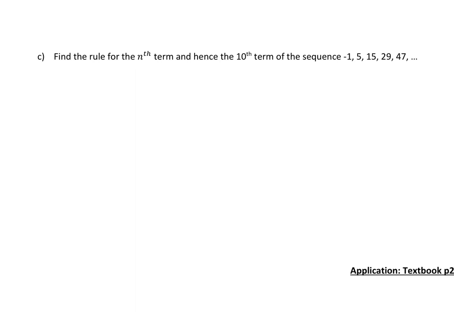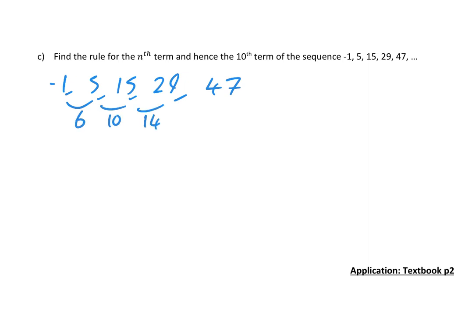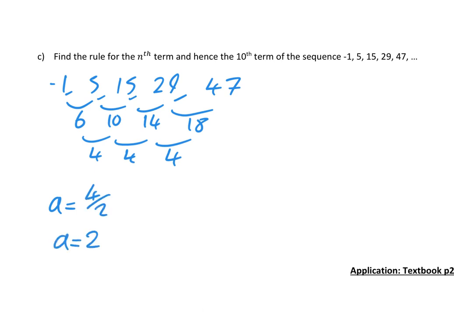Okay, the last question for us. It says find the rule for the nth term and hence find the 10th term of the sequence minus 1, 5, 15, 29, and 47. So again, first difference is 6, then it goes up to 10, then it goes up to 14, then it goes up to 18. So my second difference, which is common, is 4, and my a, remember, is your second difference divided by 2, so a works out to be 2.